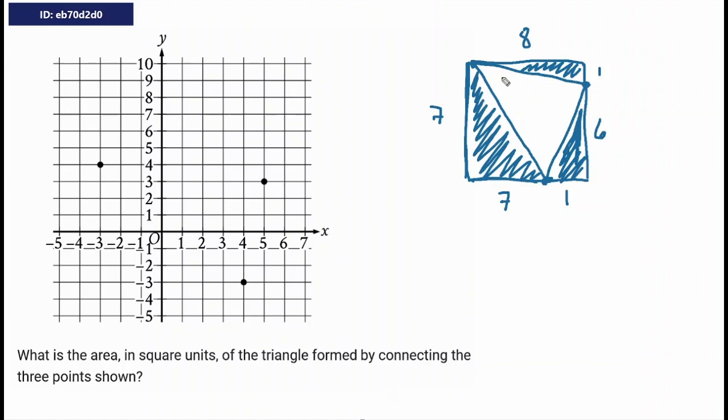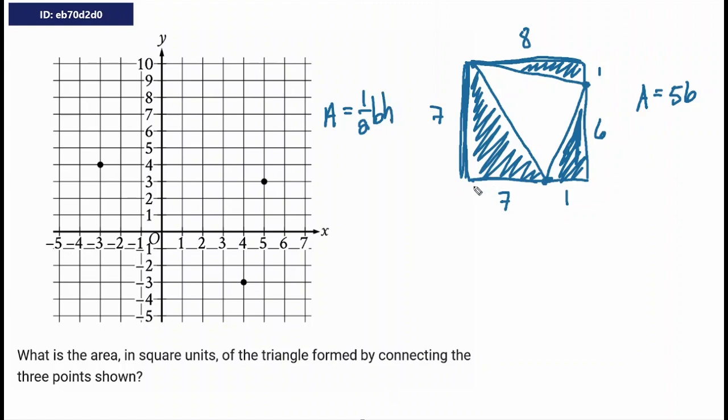All right, so think about your rectangle. The whole rectangle has length and width of 8 and 7. So what's the area of the whole rectangle? It's 56. Now, for these 3 triangles, what is the area of a triangle? It's half of base times height.